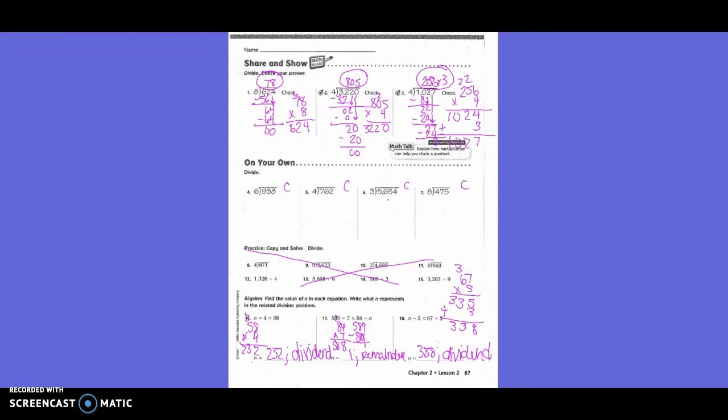Then on number 18, we really needed to get the dividend because it's on the other side of the equal sign. So we took 57 times 5. We got 335. And then we had a remainder of 3. So we added 3 to get us 338. And like we said, it would be for the dividend.